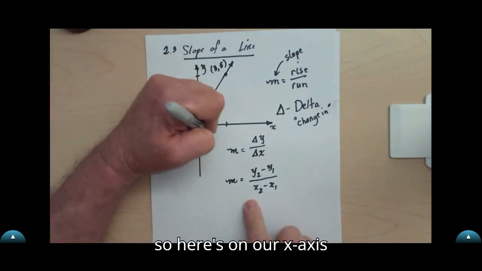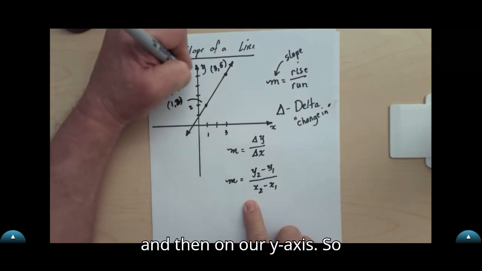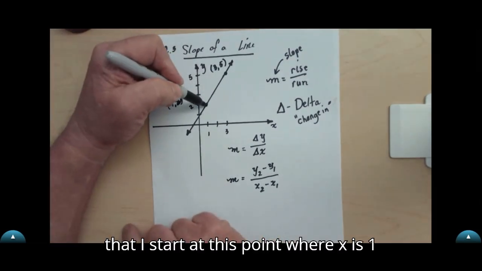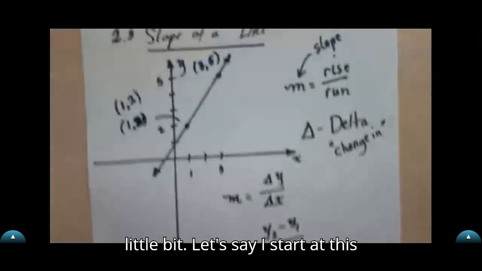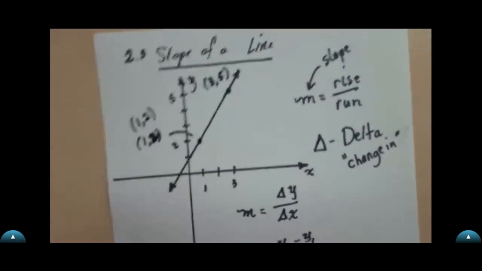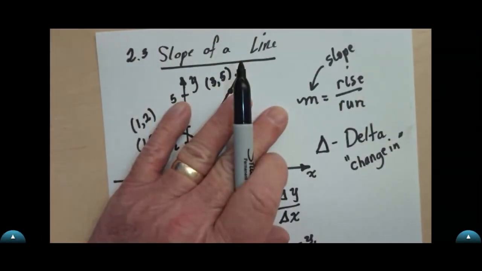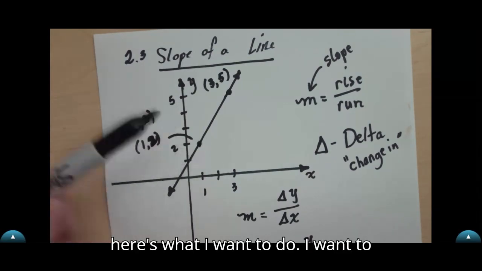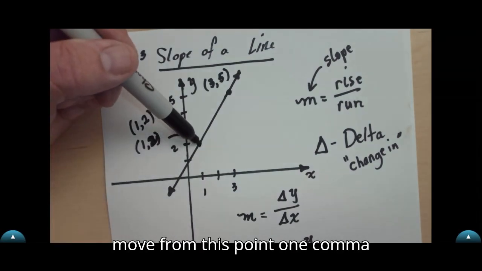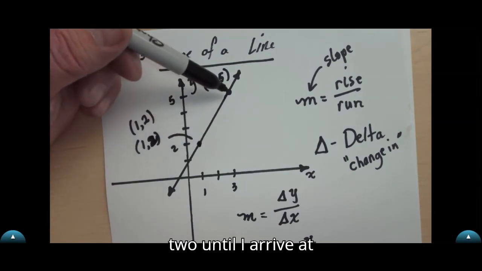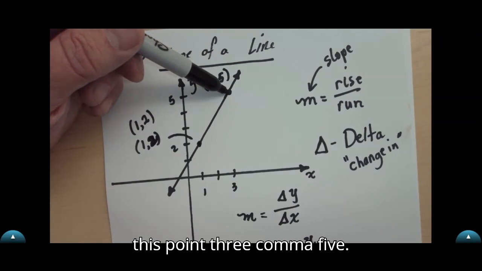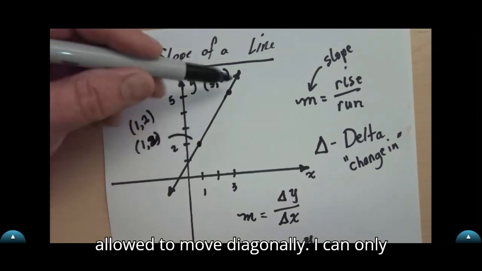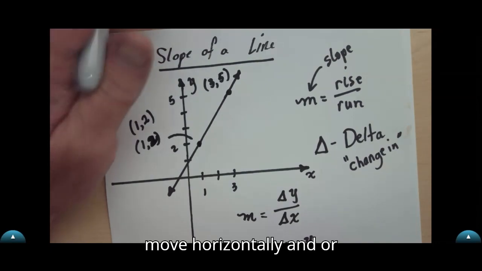Okay, so here's our X axis and then our Y axis. Here's what that means. Let's say I start at this point where X is 1 and Y is 2. Let me zoom in on that a little bit. I want to move from this point 1, 2 until I arrive at the point 3, 5. I want to do it as efficiently as I can, but here's my rule: I'm not allowed to move diagonally. I can only move horizontally and or vertically.